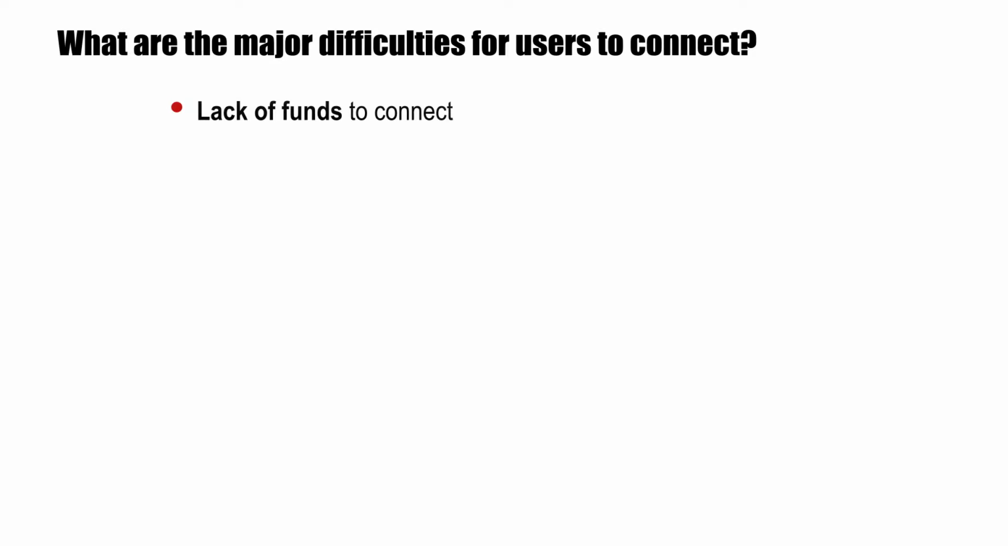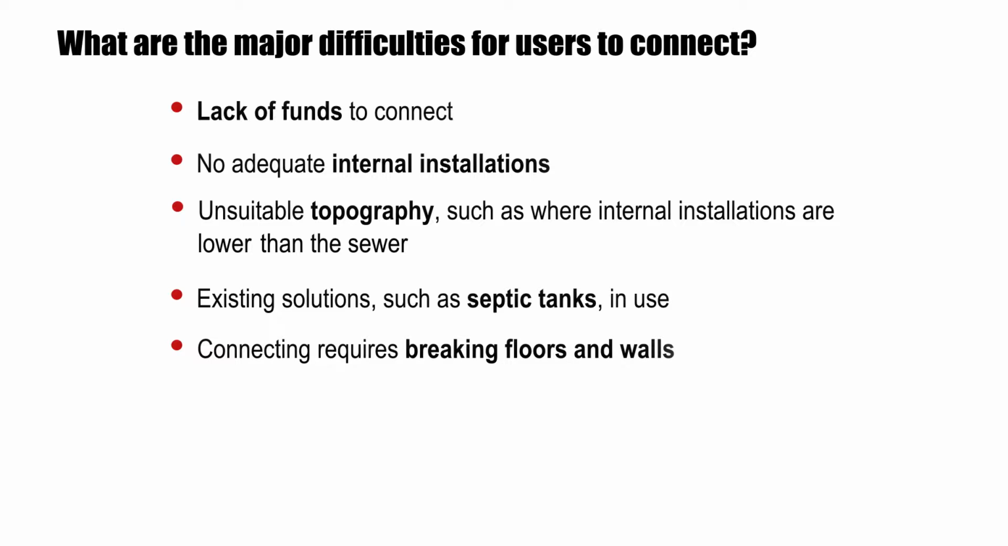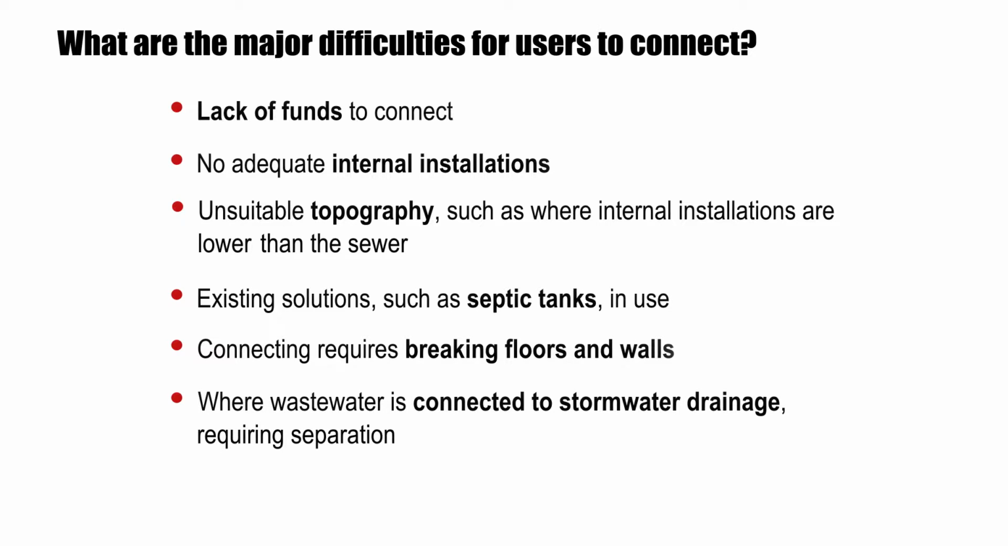We found that the major reasons that caused users not to connect to sewers included a lack of funds in the household to make the piped connection to the sewers, no adequate internal toilet plumbing installations in the household, the local topography, including situations where internal installations are located lower than the sewer lines, an existing solution such as septic tanks already in use, where connecting would require the breaking of floors and walls, or where the wastewater was already connected to some kind of drainage, requiring its separation.